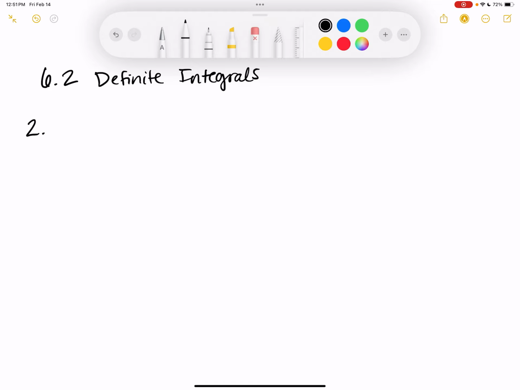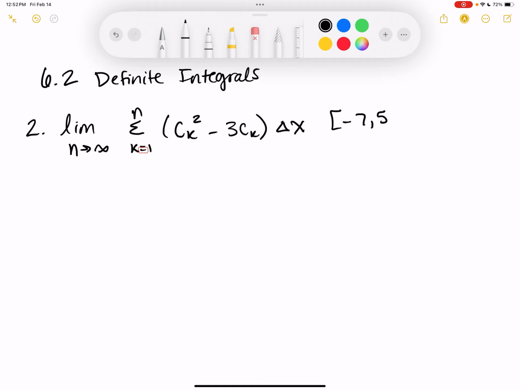So number 2, we've got the limit as n approaches infinity of the sum from k equals 1 to n of c sub k squared minus 3c sub k, delta x, on the interval from -7 to 5.